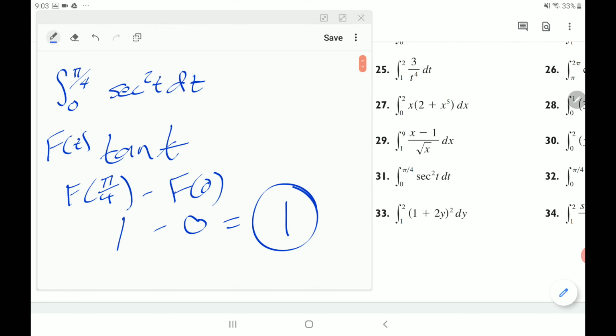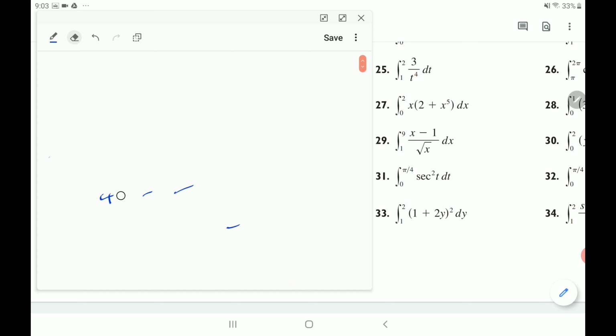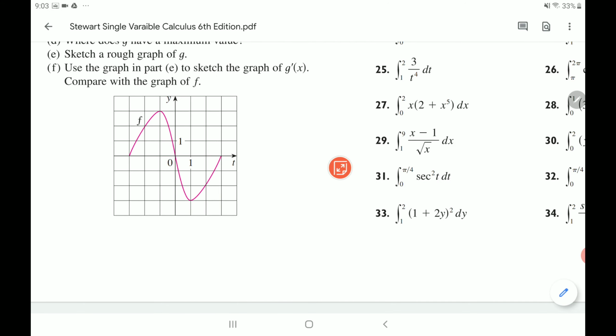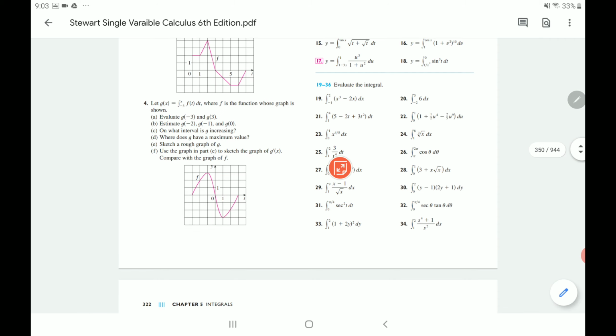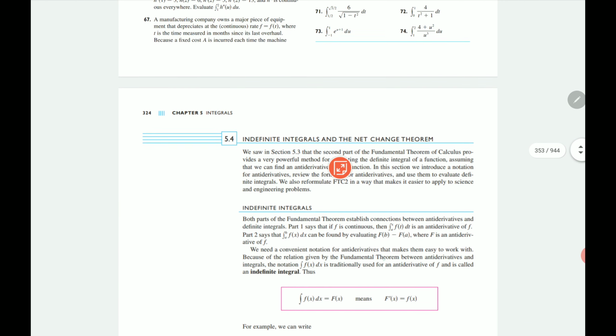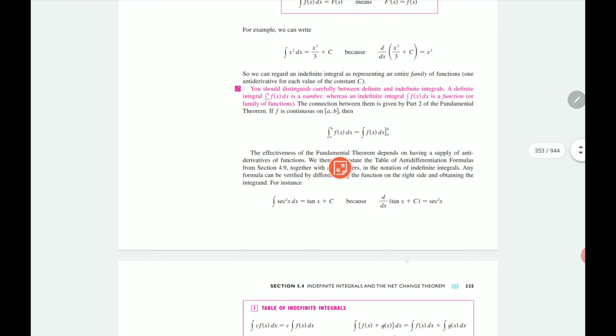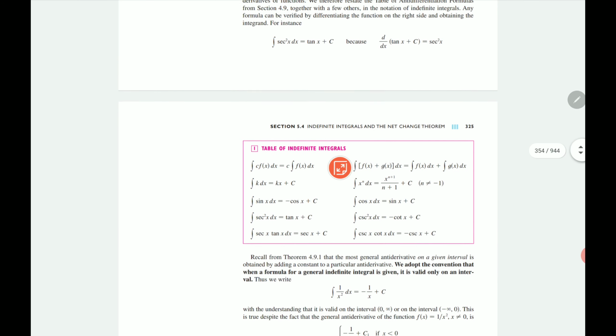So let's clear everything first. Okay, well, I minimized it. Okay. So we're going to move on to the next section, which is indefinite integrals and the net change theorem. Okay, so not too bad. Really, it's not that big a deal at all.